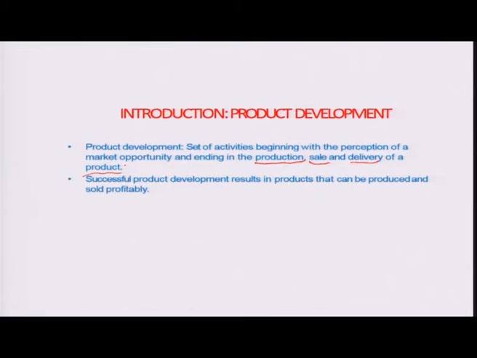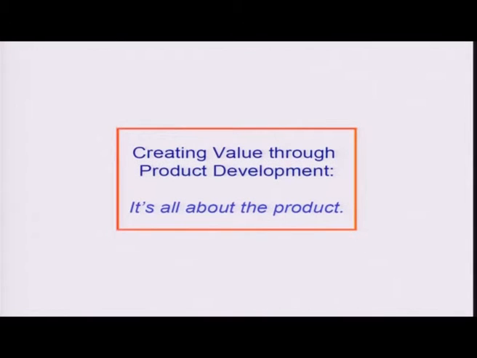So, successful product development definitely results in products that can be produced and sold profitably, and this is the one statement which would allow a product to be in business or be valuable to the society. Having said that, now let us look at that value that we are talking about, which adds to a society. The major buzzword or goal here is how to create value through the product development process. So, it is all about what the product has to offer.